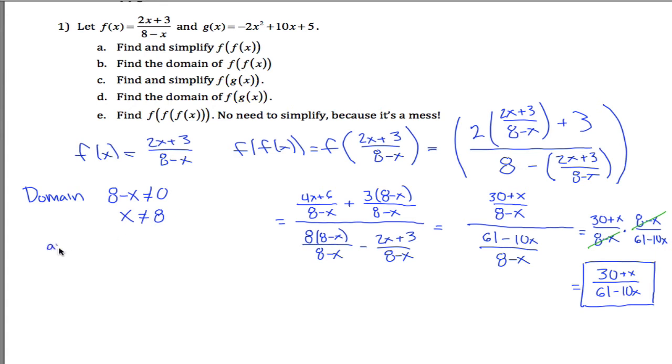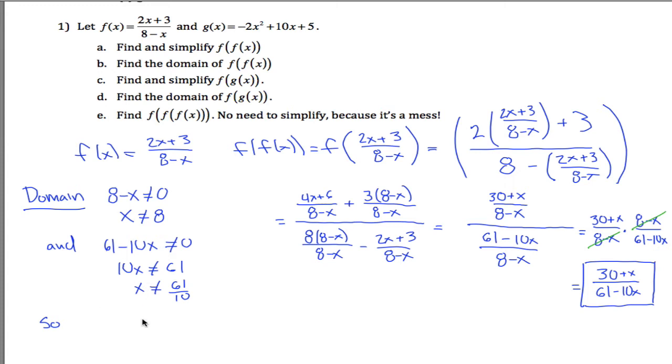However, I also have to look at the composite function. I need to not divide by 0 here either. I need 61 minus 10x to not be equal to 0. In other words, I need 10x to not be equal to 61. I need x to not be equal to 6.1. Actually, we haven't been using decimals in this class, so I'll leave it as 61 tenths. Either way is fine.